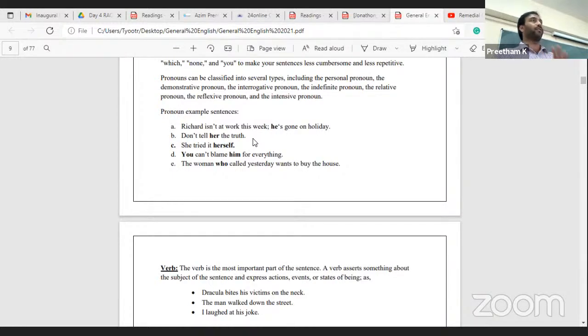Reflexive. It reflects back. Reflexive pronoun means it reflects back to the subject. The subject could be a noun or a pronoun. Instead of she, if the name of the girl had been mentioned, then it reflects on the noun. Then, you can't blame him for everything. You, what type of pronoun is you?